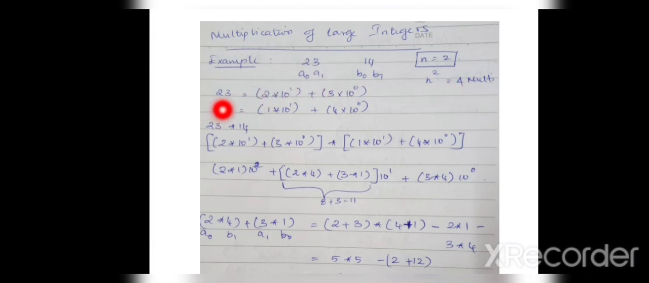So 23 is equal to 2 into 10 power 1 plus 3 into 10 power 0, which totals 23. In 14, it is 1 into 10 power 1 plus 4 into 10 power 0, which is 14. Now 23 into 14 is (2 into 10 power 1 plus 3 into 10 power 0) into (1 into 10 power 1 plus 4 into 10 power 0). Adding these, 2 into 1 into 10 square, and I am using this formula: (2 plus 3) into (1 plus 4) minus (2 into 1 plus 3 into 4), times 10 power 1, plus 3 into 4 times 10 power 0. After further processing I get the answer.